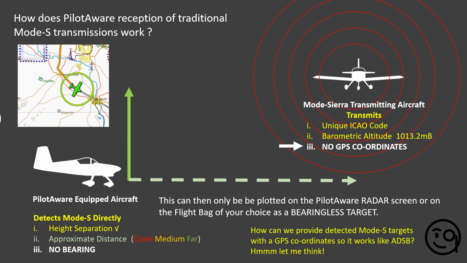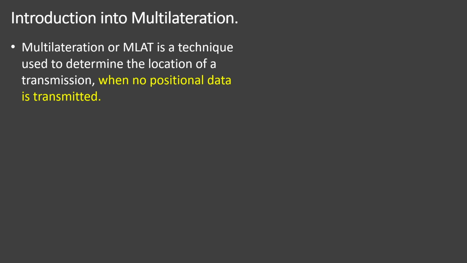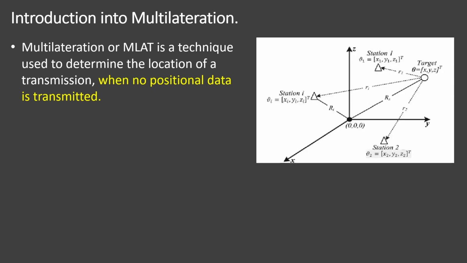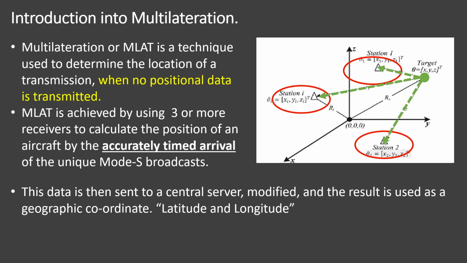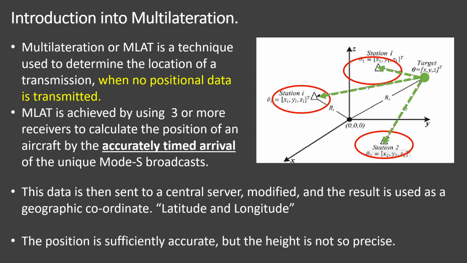The answer to get the complete solution is to use multilateration. So what is multilateration? In the diagram shown, the target is the green circle. Using a minimum of 3 ground stations, the position of the MODES signal is determined. The position in the XY plane is very accurate due to the large angular distances between the stations. However, in the vertical or Z plane, this is not very accurate as the ground stations are only separated by a few hundred feet.